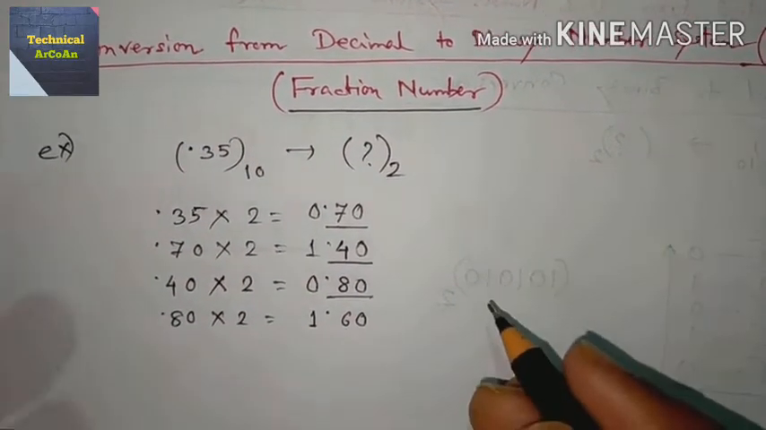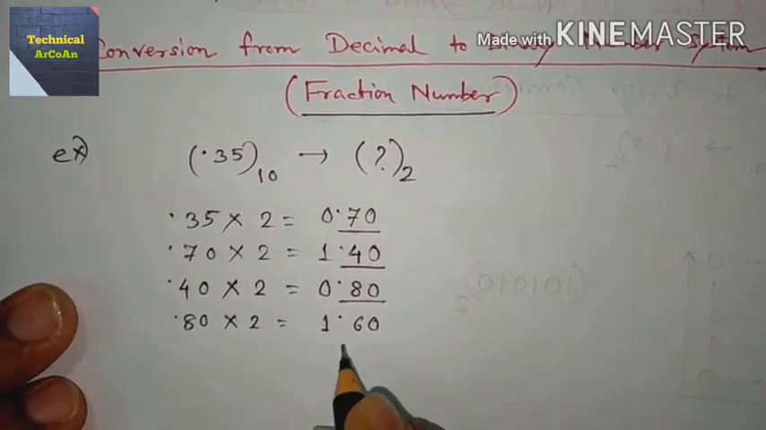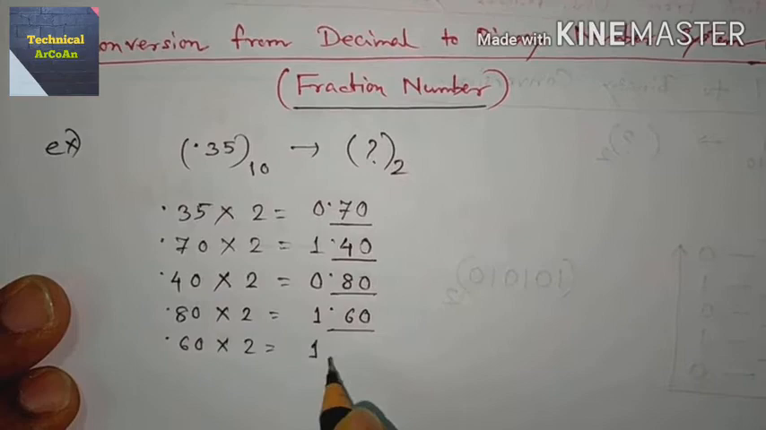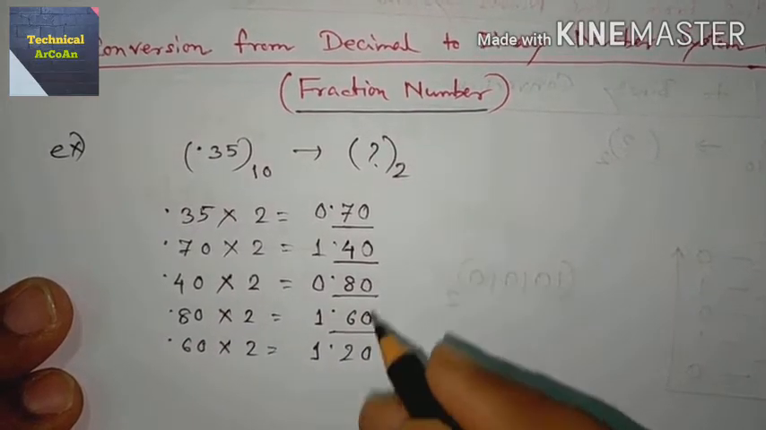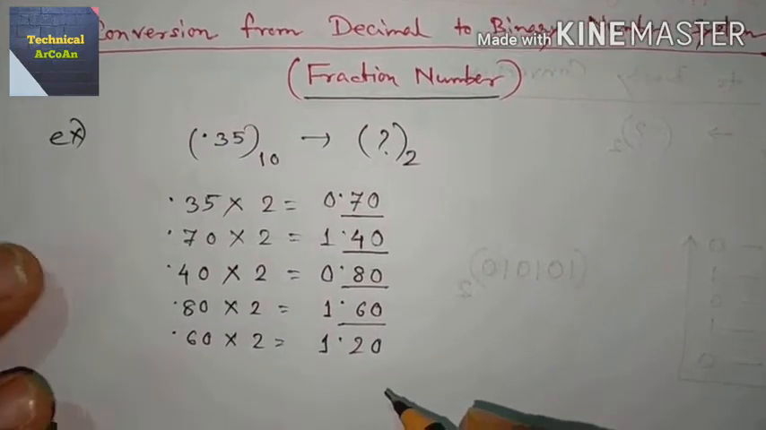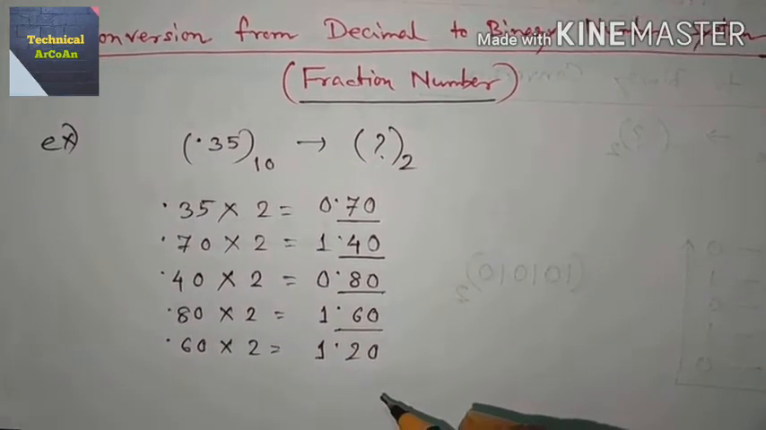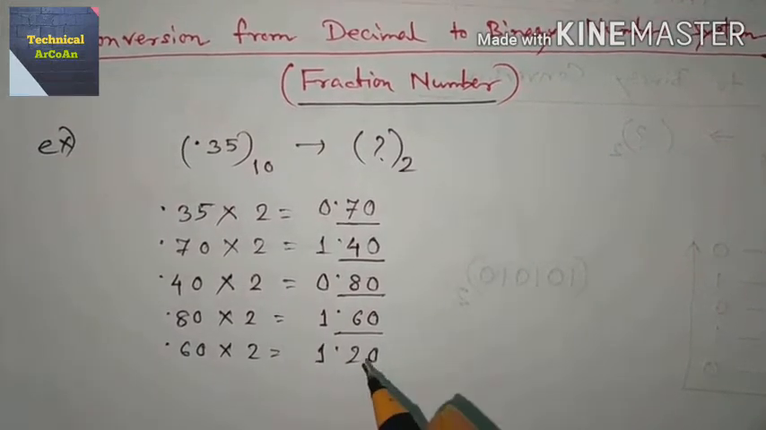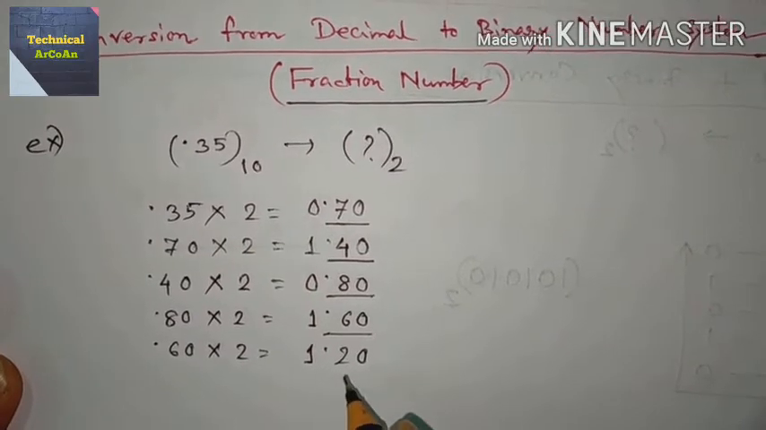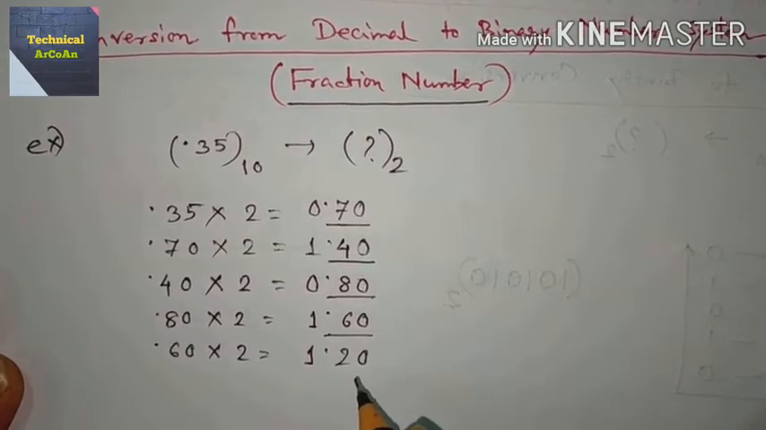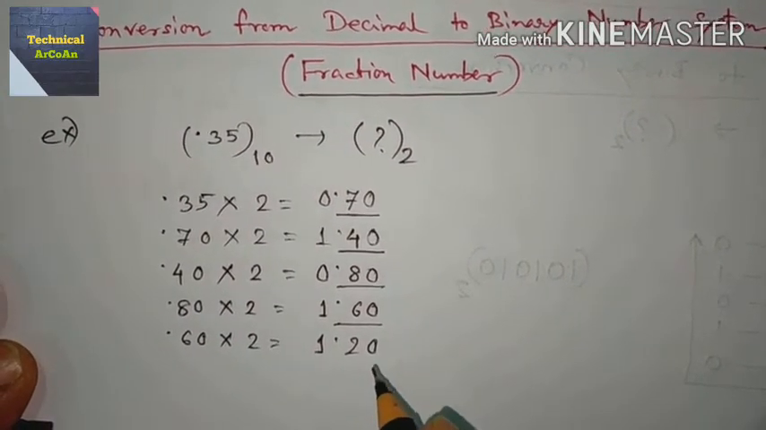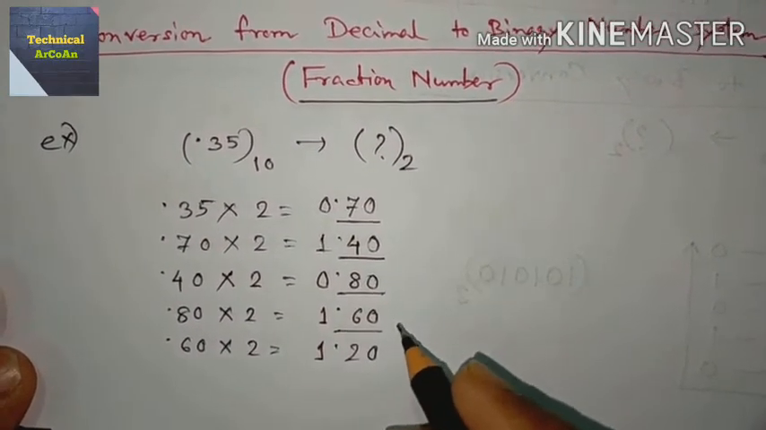1.60. In that way, we can go to the next step also, 0.60 times 2, so it will be 1.20. This will just go on and on continuously. So in that case we just stop the calculation. After 4 or 5 steps we stop if the fraction part is not 0, meaning the fraction part never becomes 0. In that case we stop calculating after 3 to 5 steps.